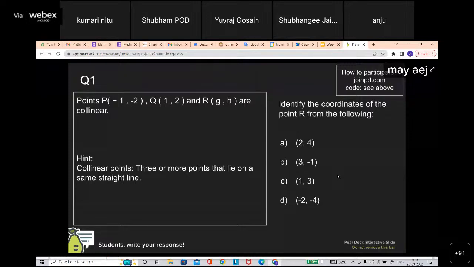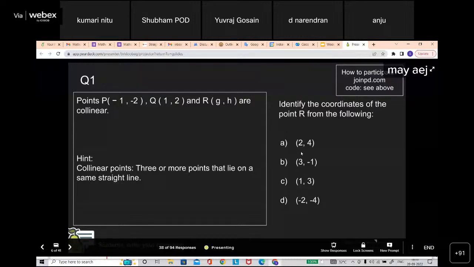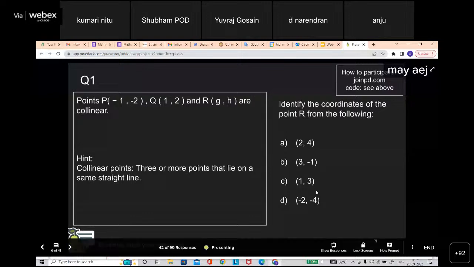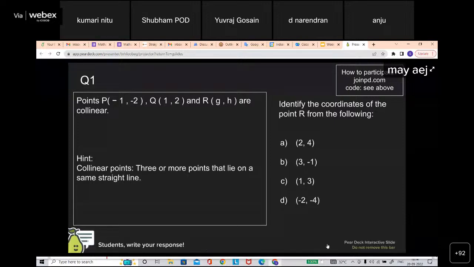Sir, once we answer it, we have to press enter, isn't it, sir? Just answer them. Which option is correct? Just type your response, so you can choose option A, option B. Just write option A, option B, option C, option D, whatever, and it will automatically reflect. No pressing enter is required. Just give your response there.